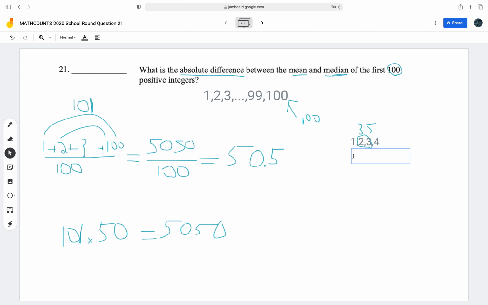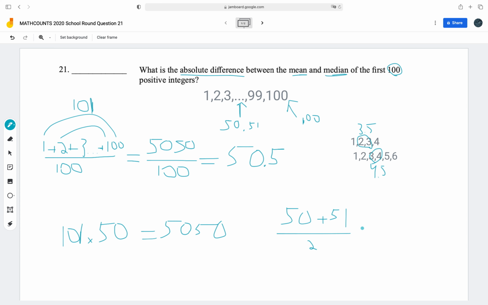Let's try with 1 through 6: 1, 2, 3, 4, 5, 6. The middle terms here are 3 and 4. So the first middle term is half of the 6. Then for 100, the two numbers we want are 50 and 51, because 100 divided by 2 is 50, and the next term after that is 51. So we want the average of those: 50 plus 51 over 2, getting 101 over 2, which is 50.5.